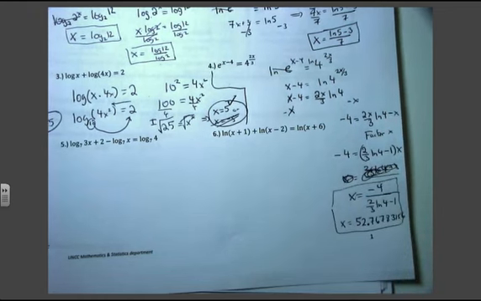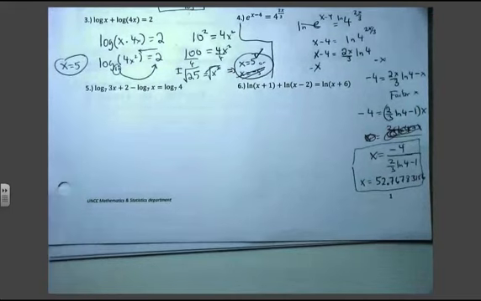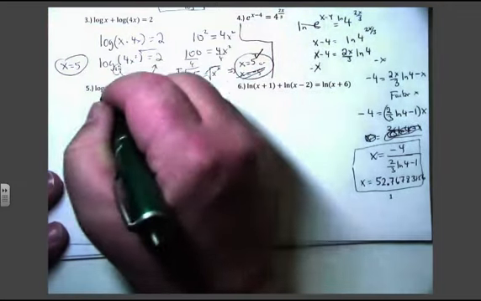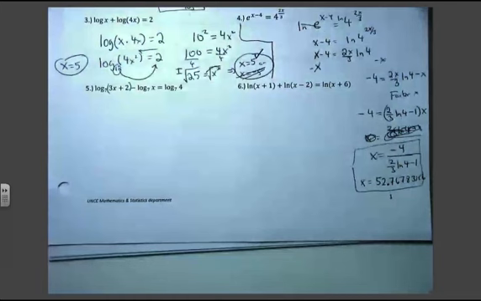All right, take a look at this next problem over here. Problem number 5, and officially, you're supposed to have a parenthesis around that there. That's a little typo. Okay, so I have this. Log base 7 of 3x plus 2 minus log base 7 of x, equals log base 7 of 4. Okay?